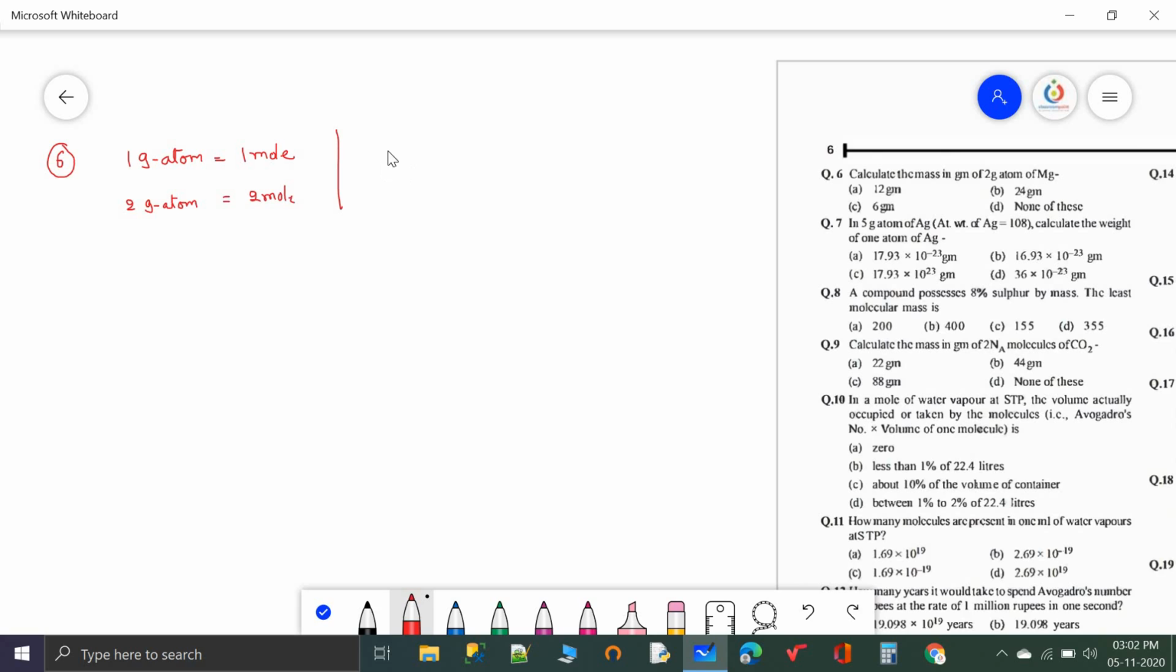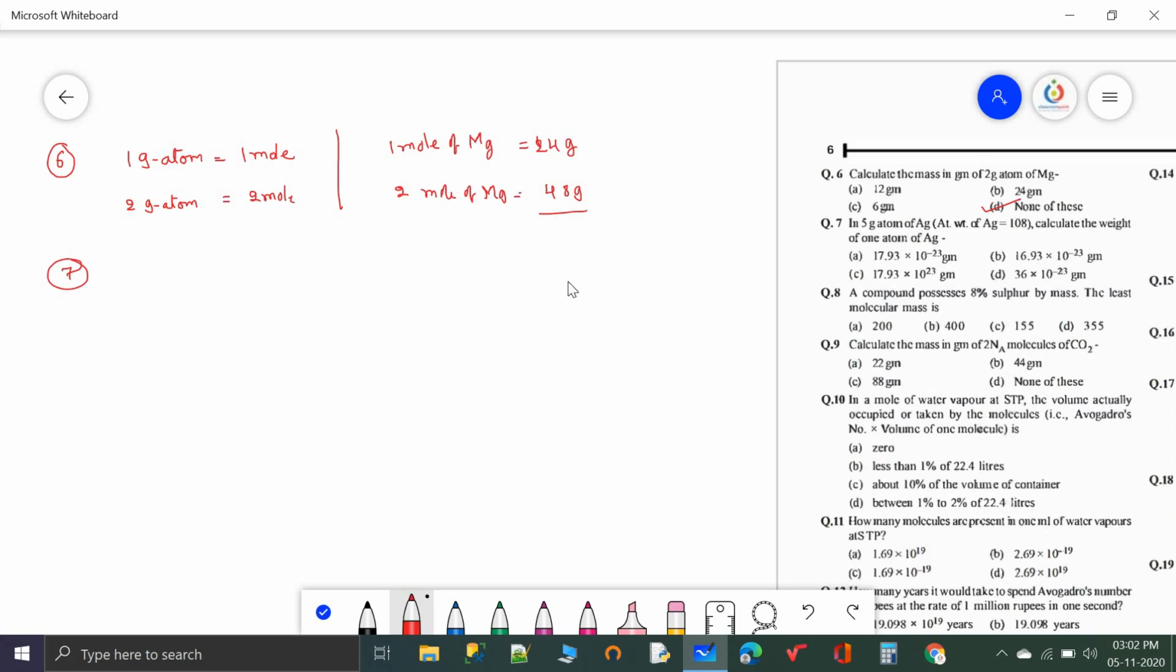So here 1 mole of magnesium atomic mass is equal to 24 grams. Then 2 moles of magnesium atomic mass must be equal to 48 grams. Here the answer is not there, so the answer is none of the above.